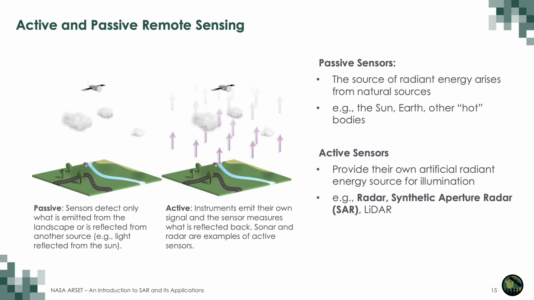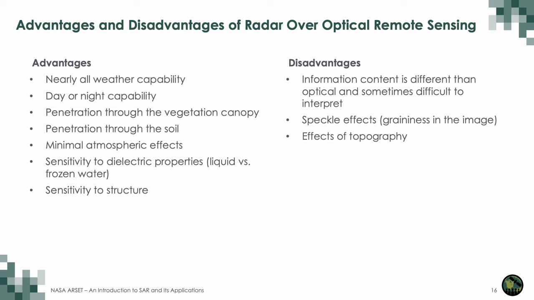Radar remote sensing requires minimal to no atmospheric corrections, whereas optical remote sensing is heavily reliant on atmospheric corrections for proper image interpretation. And then finally, radar is highly sensitive to the moisture and structural characteristics of the surface being observed, while optical remote sensing is sensitive to the spectral properties of the land surface.